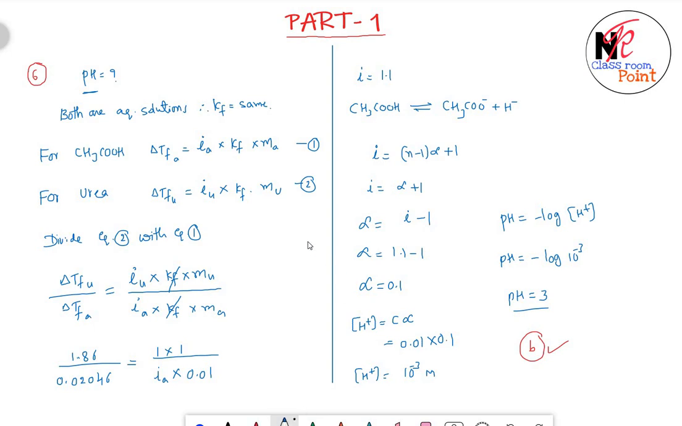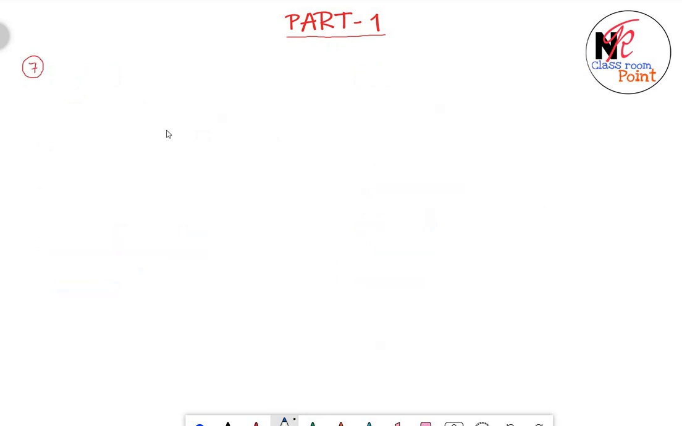Now let us go to another question. In this question number 7, we need to calculate the osmotic pressure. The pH of the monobasic acid is given as 2. From this they are asking us to calculate the osmotic pressure.